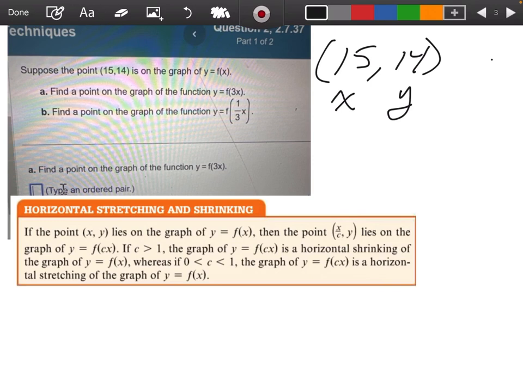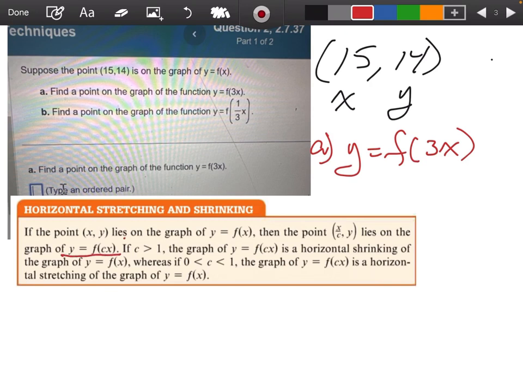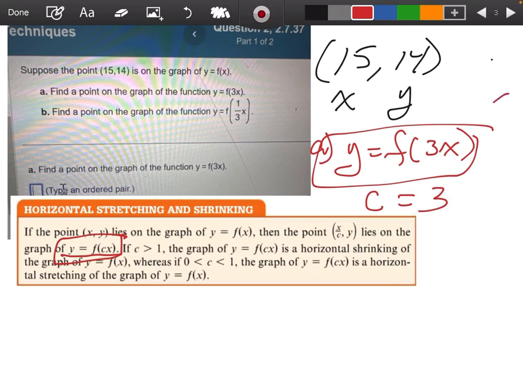Okay, we're going to do two things here, y'all. Part A says, can we find a point on the graph of y equals f of 3x? Okay, so what I want you to do is look at what we got right here: y equals f of cx. If I do a stare and compare, we would say that our number c here happens to be 3. So we want to find a point now on the graph of this.